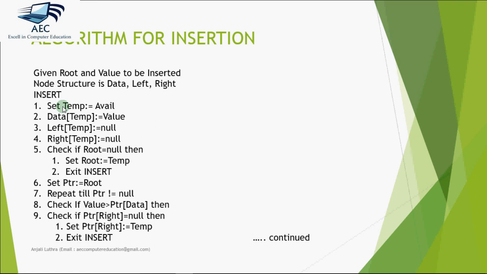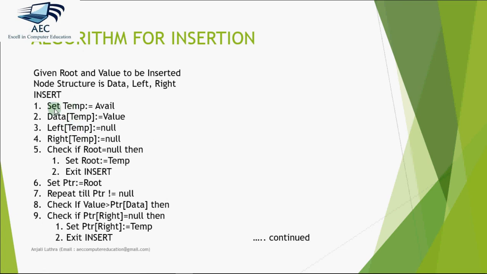Initially, wherever the number has to be inserted, it should be allocated memory at least. So I allocate the memory to a pointer named temp. So I write set temp is equal to avail. This is kind of pseudocode. This is no specific programming language. First, we'll be discussing this algorithm and then we'll code it in different languages like C, C++, and Java.